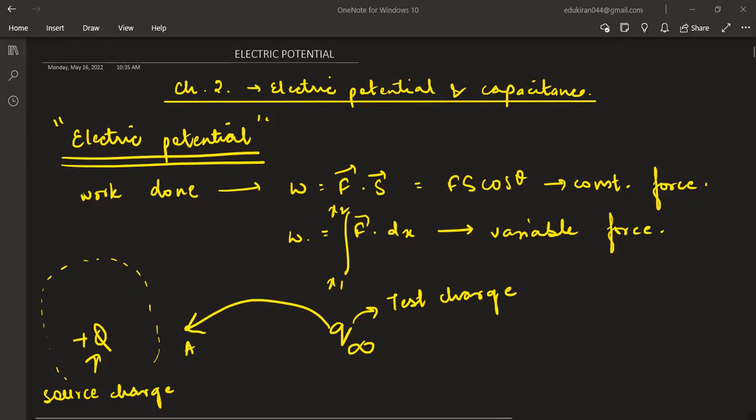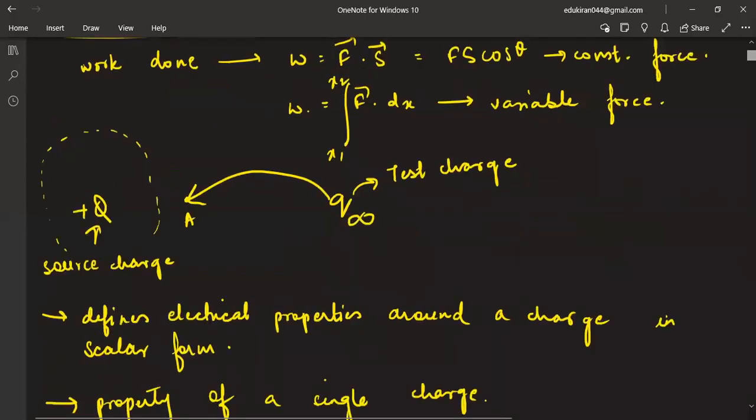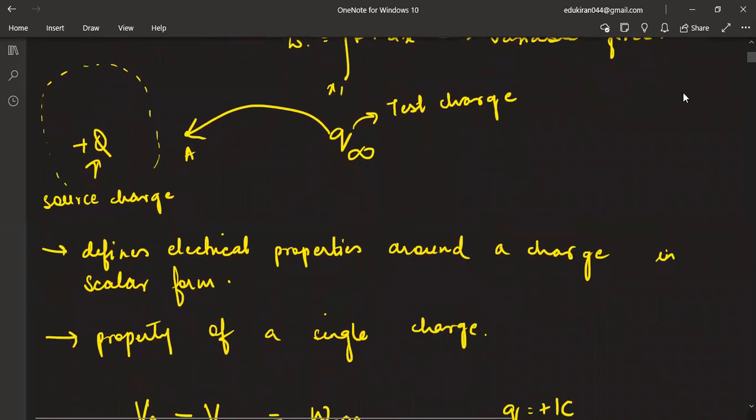So electric potential is what? Electric potential basically defines electrical properties around a charge in scalar form. Whatever you have studied regarding electric field, that a force is exerted by a single unit positive charge, everything you've studied about electric field was in vector form. If you write everything which was in vector form in terms of scalar form, that becomes potential. So it defines electrical properties around a charge in scalar form.